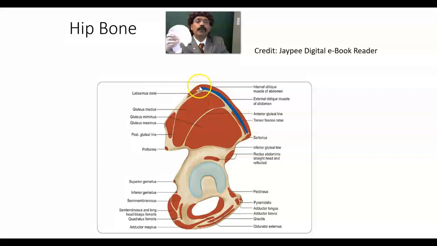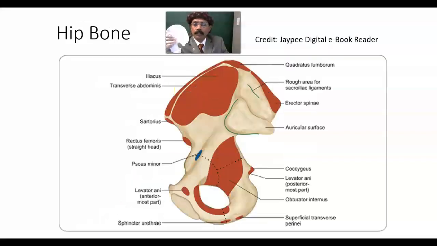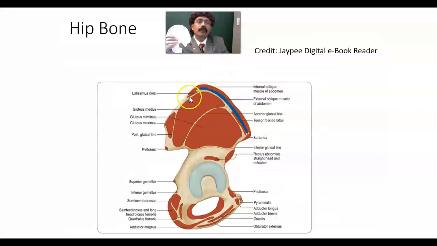Just beyond the highest point of the intermediate area is the area for origin of the internal oblique muscle. Just behind the highest point of the iliac crest, on the outer side, we have the latissimus dorsi. On the inner side, as we have seen in our previous image, is the quadratus lumborum muscle. If you go to that image again, here's quadratus lumborum. Just on the other side, we have the latissimus dorsi muscle.